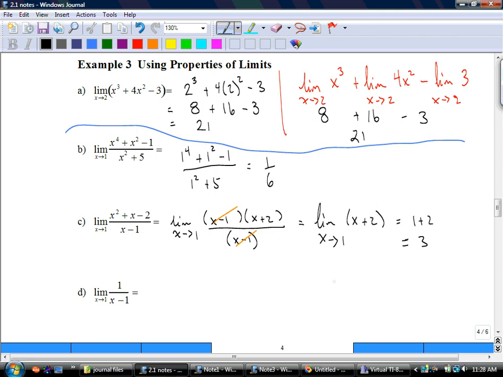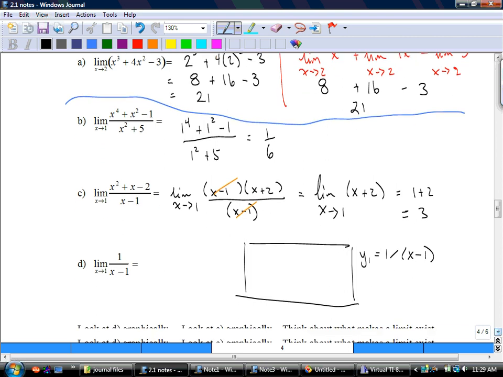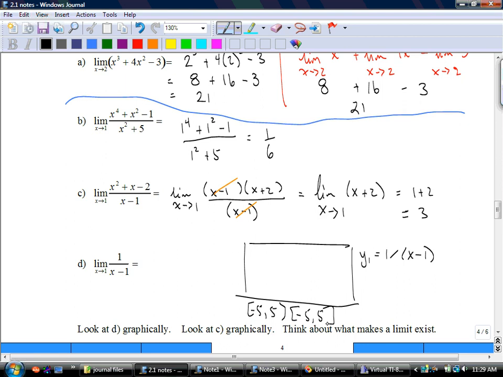So type in y equals 1 over, so in your graphing calculator, I should expect everybody to type this in, y1. So use, I don't know, you could use 5s. Negative 5, 5, negative 5, 5, that'll work good. Just the window. So when you graph that, your calculator should show you something that looks like this.